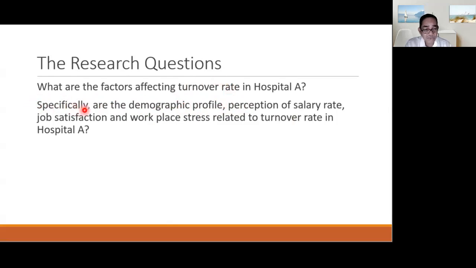rate. That's why the question is, are the demographic profile, perception of salary rate, so just one, the demographic profile, others the perception. These are factors that can affect turnover rate in that particular hospital.